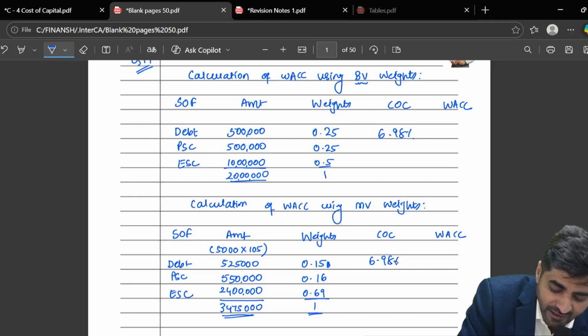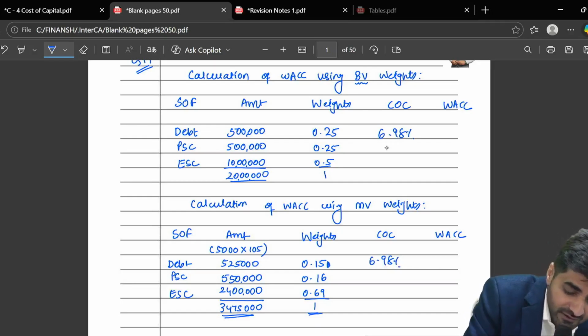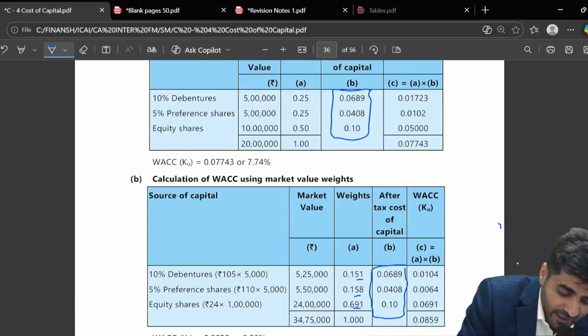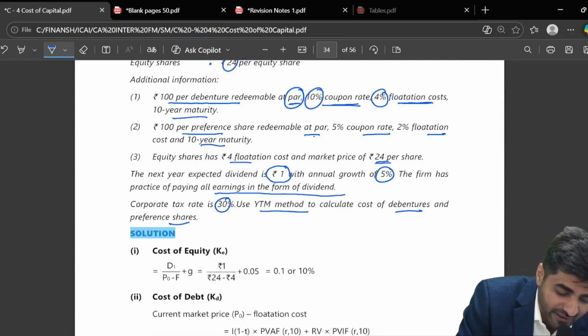Can I write down debt? Both the cases same cost. Then KP 4.08. Okay, this is coming as 4.08. And then we are just required to calculate your KE.